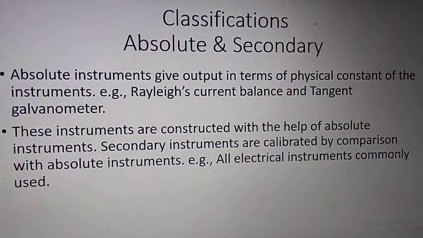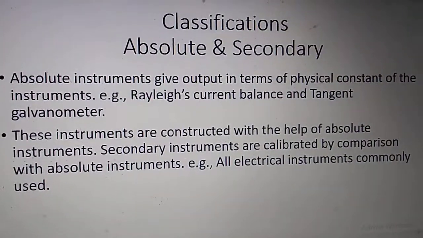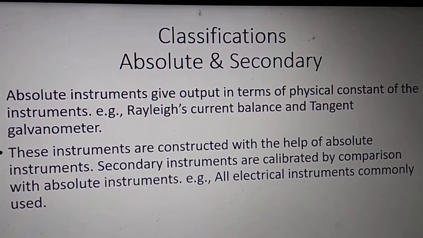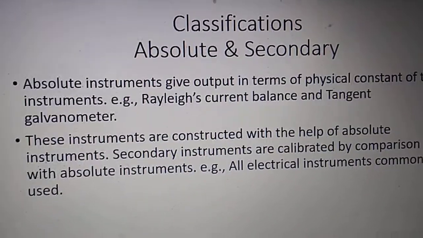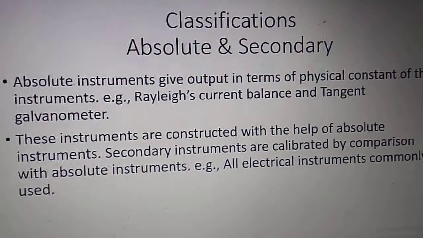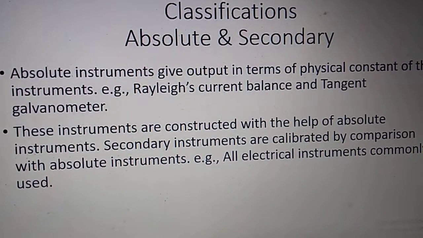Now, there are some classifications of these types of instruments. First of all, they are classified as absolute instruments and secondary instruments. Absolute instruments don't require the help of any other instrument, and they give the output in terms of physical constants.